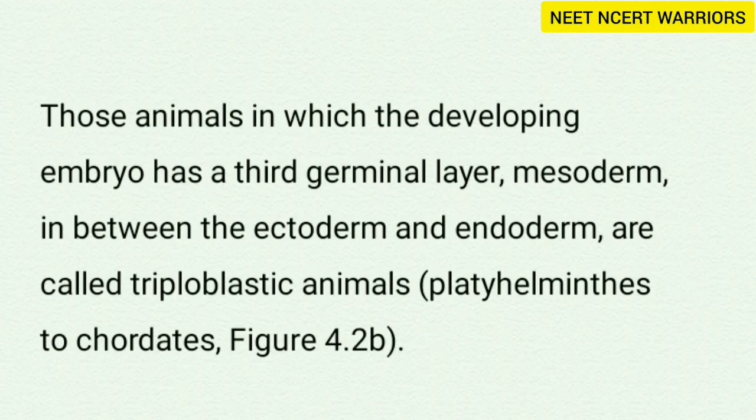Those animals in which the developing embryo has a third germinal layer, mesoderm, in between the ectoderm and endoderm, are called triploblastic animals. Example from Platyhelminthes to chordates. You can see in figure 4.2b.